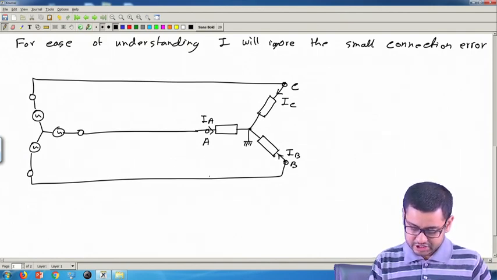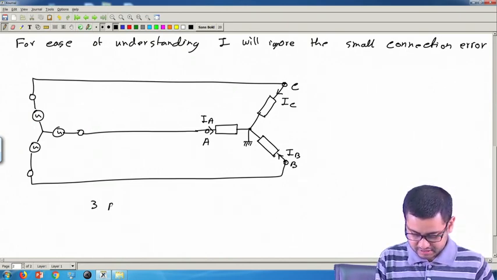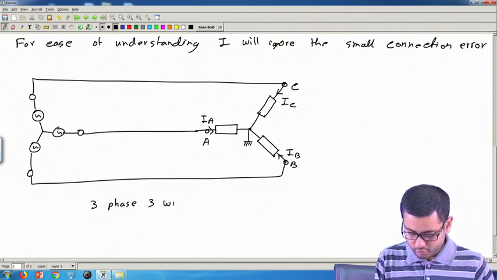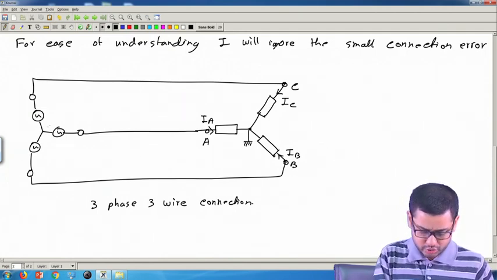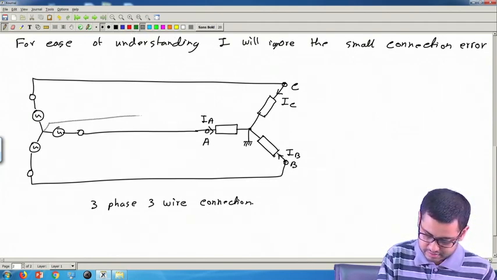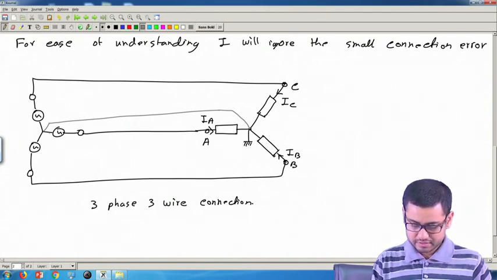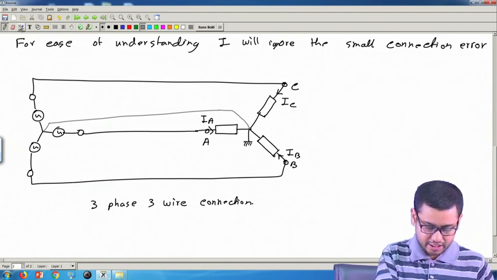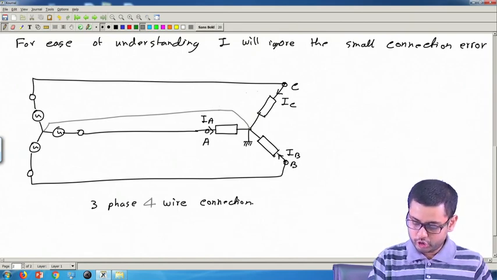So this is a three-phase, three-wire connection. Now we can also have a neutral. So this is the neutral line. Let's start with this three-phase four-wire connection first. We want to measure this power.